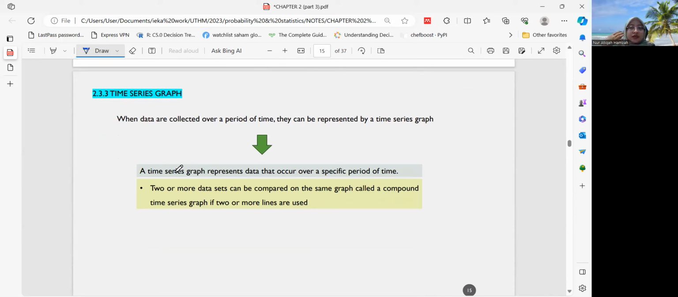Bila awak dengar pasal time series graph ni, awak kena bayangkan data awak adalah berkaitan dengan perubahan masa from time to time. And then, okay, so when data are collected over a period of time, they can be represented by a time series graph. So a time series graph represents data that occur over a specific period of time. Ini adalah maksud dia lah. Okay, so two or more data sets can be compared on the same graph, and it is called a compound time series graph. Okay, so compound time series graph ni boleh ada two or more lines on the same graph lah kiranya. So that is the compound time series.